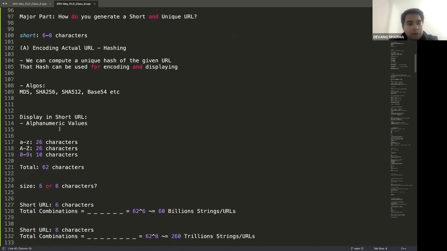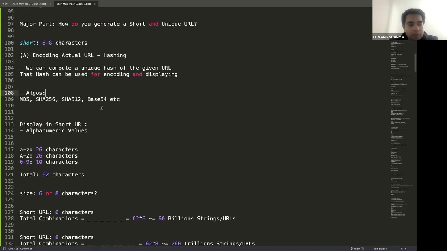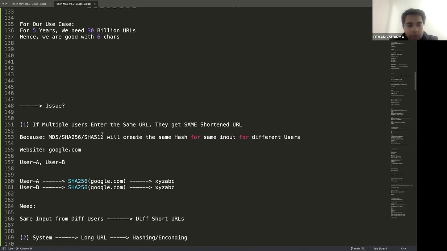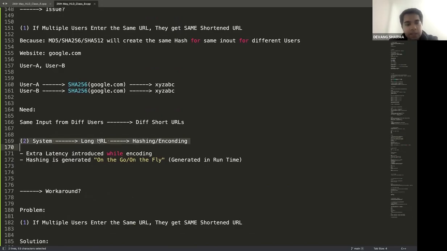Okay. The algorithms part we talked about. First, we thought about creating an encoding based approach, which is like hashing. So we talked about what algorithms we can use here. We created based hashing, but we encountered two issues. First, if multiple users try to access the same URL, and second, since hashing creates some extra latency, which I don't want in my system.